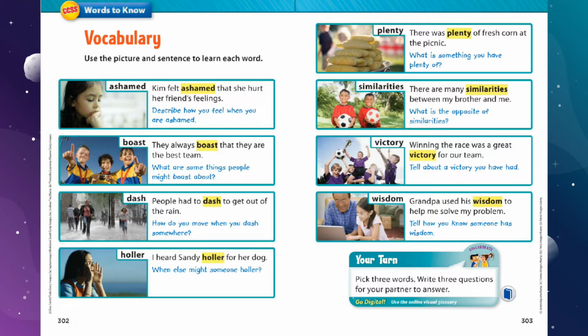Victory. Winning the race was a great victory for our team. What does that mean? It means that our team has won the game. Okay, we have victory. So when you have victory, it means you have won or you have achieved the thing that you're doing. Wisdom. Grandpa used his wisdom to help me solve my problem. Wisdom is your intelligence, your knowledge. So Grandpa used his knowledge and his intelligence to help me solve my problem.